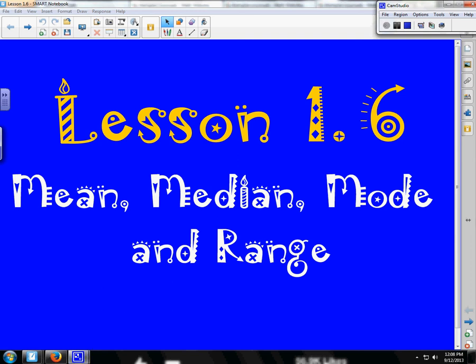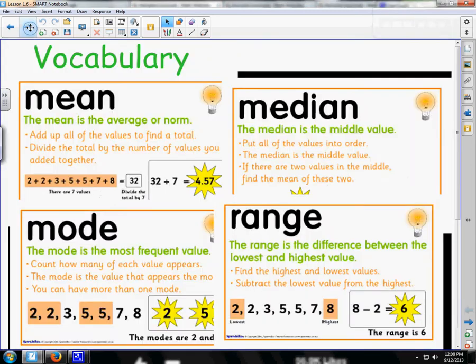This is lesson 1.6, mean, median, mode, and range. So here are some key terms: mean, median, mode, and range. Just copy down what's in green. And it'd be really good to put this at the beginning of your notebook so you remember it.